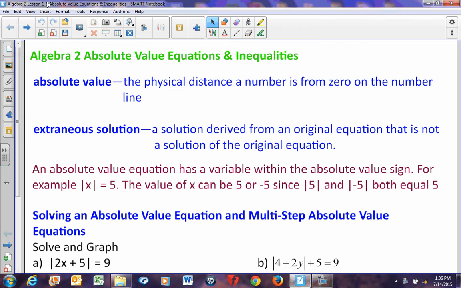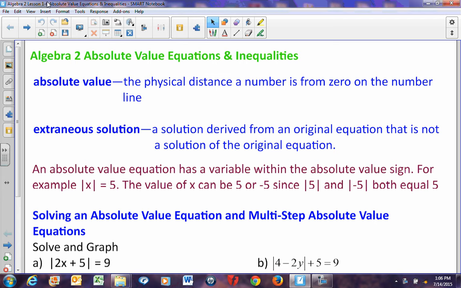This is Algebra 2 lesson 1-6, absolute value equations and inequalities. Absolute value is the physical distance a number is from zero on the number line. Since physical distance can never be negative, the absolute value of a number is never negative.